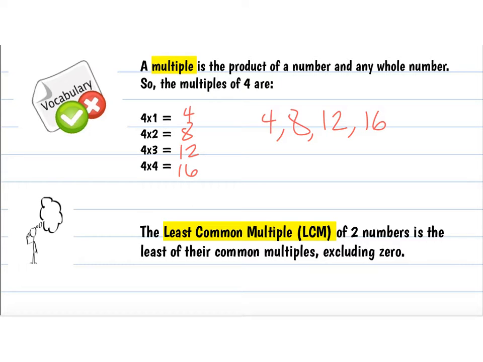The least common multiple of two or more numbers is the least of their common multiples, excluding 0. Okay, notice we started with 4 times 1 here. That's what we look at when we're looking at least common multiple. So make sure you have all of this written down on your paper.